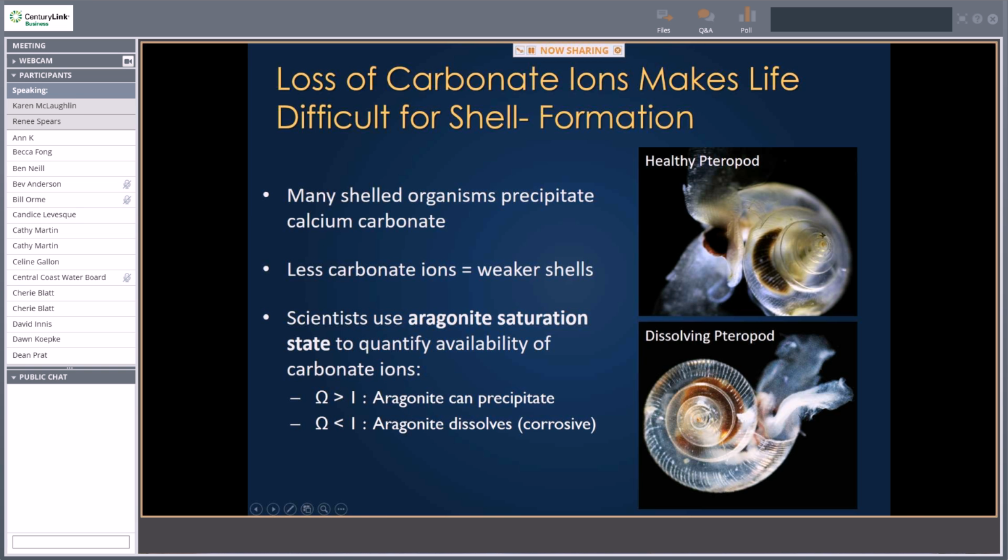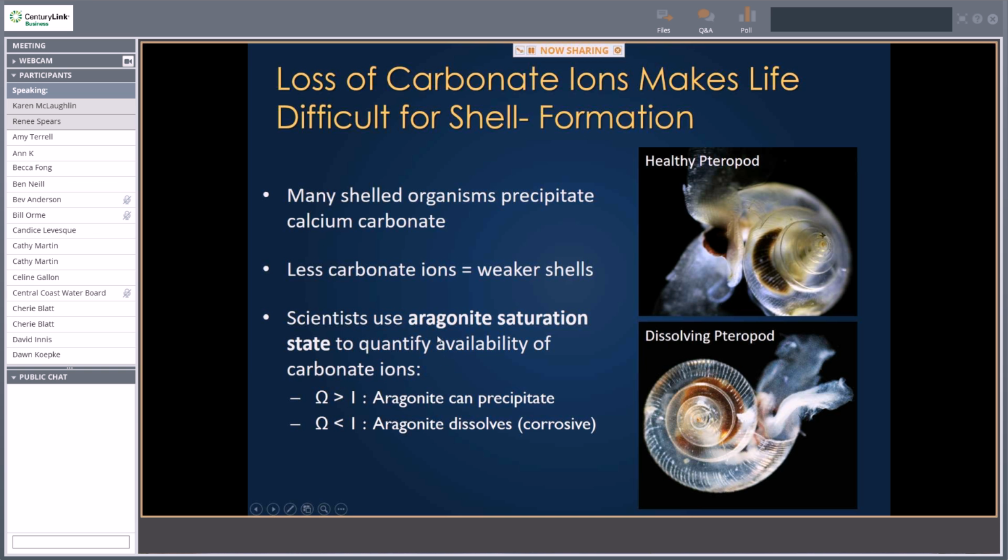This is particularly a problem for marine shell-forming organisms that use calcium carbonate for shells. As ocean acidification progresses, there is less carbonate available in the water column, and they have to work harder to maintain their shells. As a result, the energy that they would normally spend growing their shells and reproducing is now used just to maintain their shells.